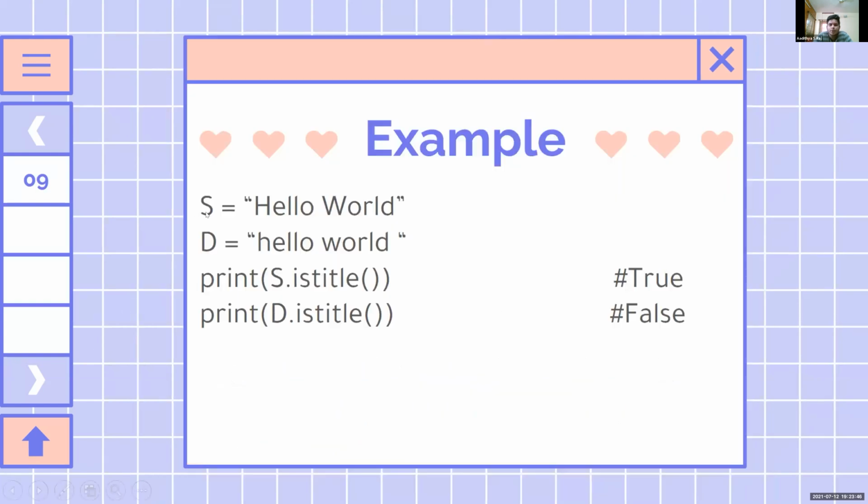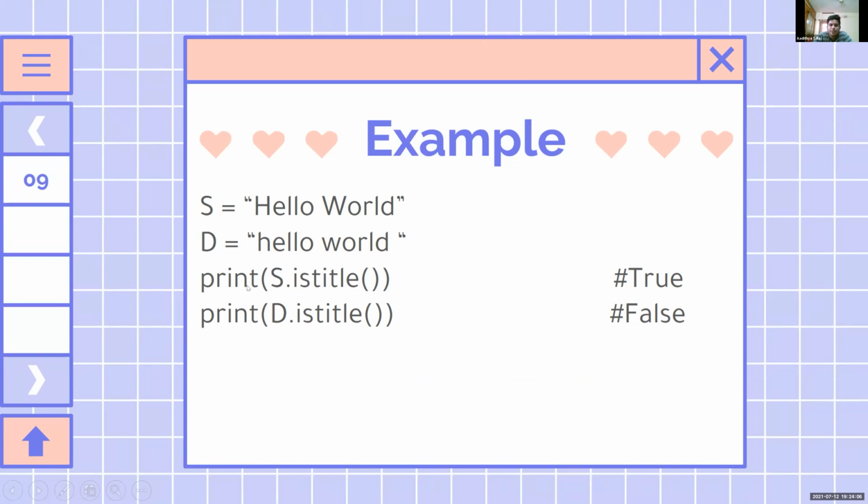Example, s is equal to "Hello World". Here H and W are capital, so this obeys the condition; it is in title case. The next variable, d is equal to "hello world". Here h and w are in lowercase, so the string is not in title case.